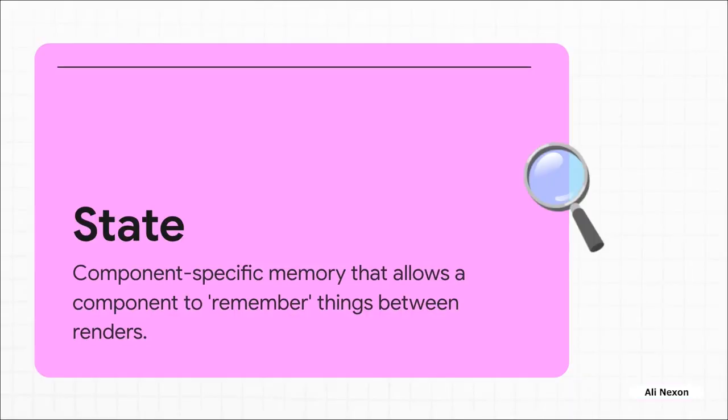So before we even touch the code, what is state? Honestly, the simplest way to think about it is right here. It's component-specific memory. It's a little memory bank that belongs to just one component, letting it remember things like which image is currently showing or what a user typed into an input field.